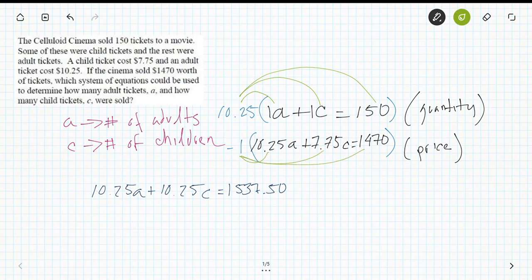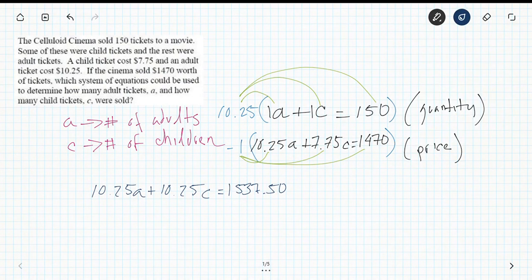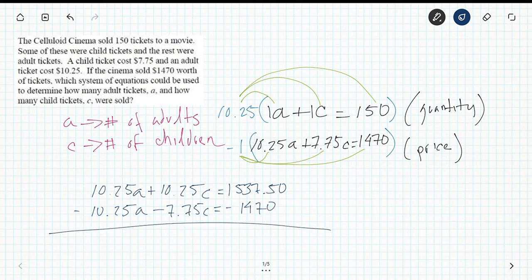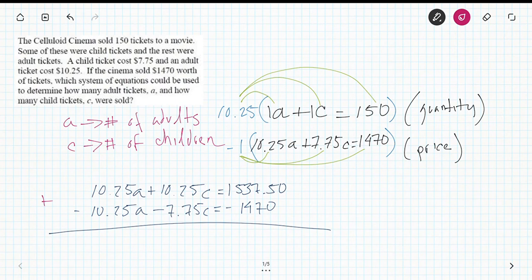Then we're going to distribute the other -1 right here. So we're going to get -10.25a minus 7.75c, and then minus 1470. Okay, what are we going to do? We're going to add our two lines, or two equations.